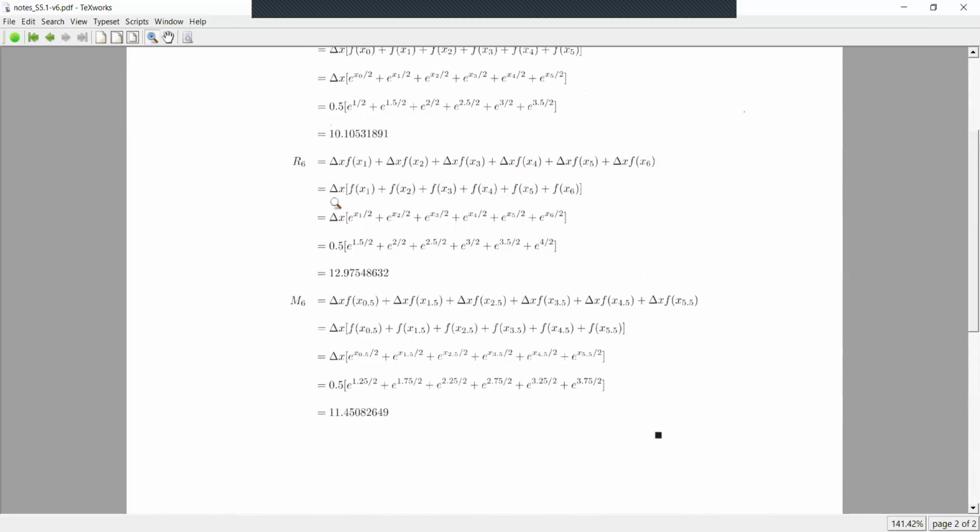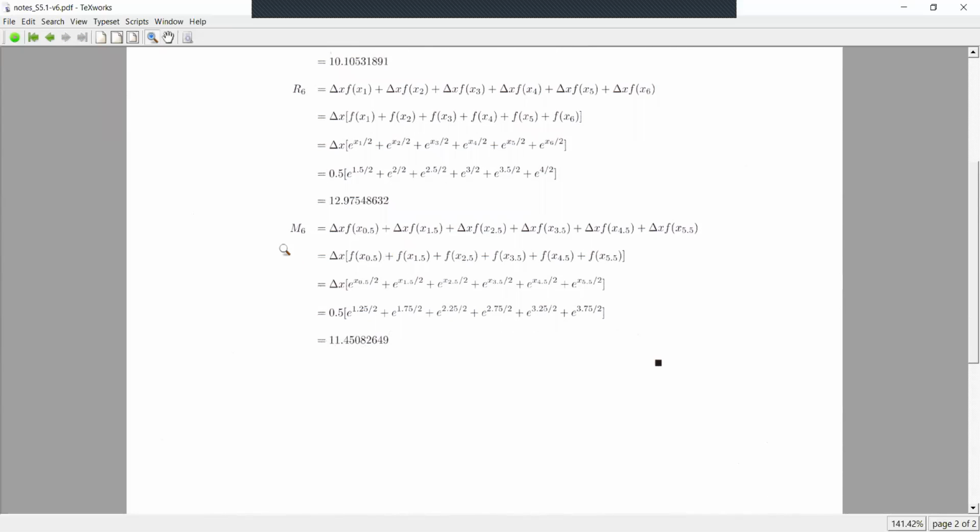Again, factor delta x out to get this equation. Then plug in the function to get this equation. Then plug in the values for delta x and for x1, x2, x3 to get this equation. Finally, with a calculator, R6 is this number.